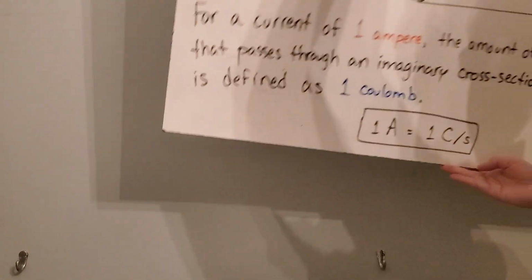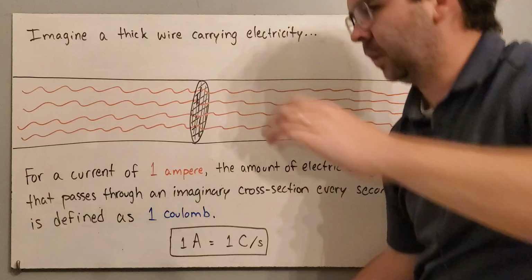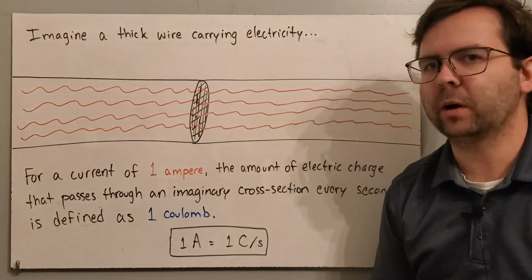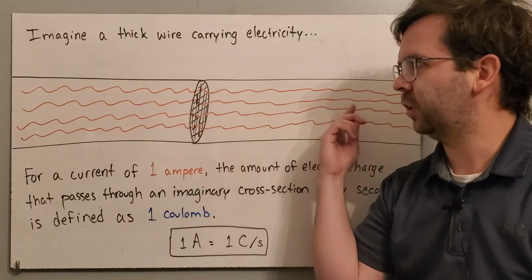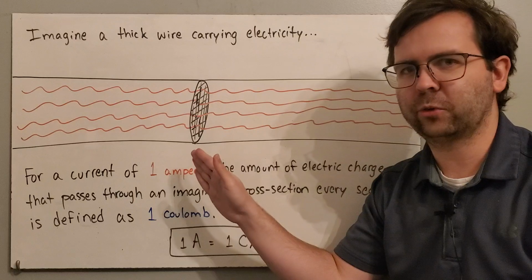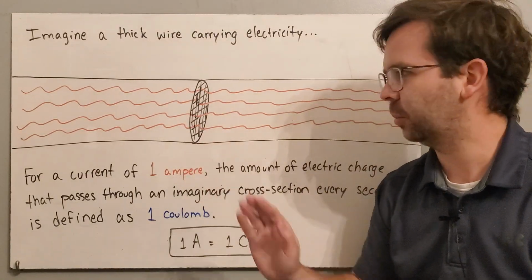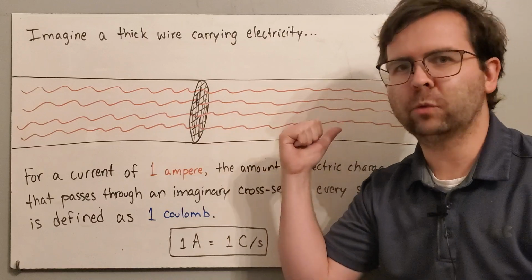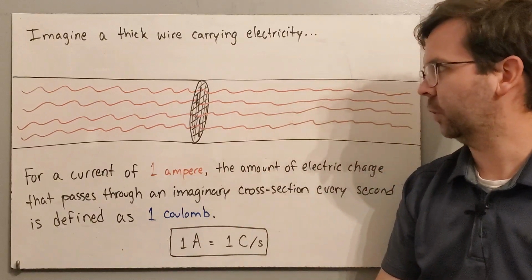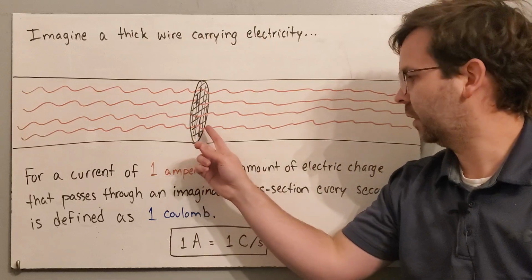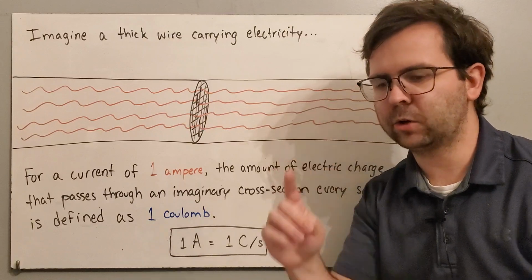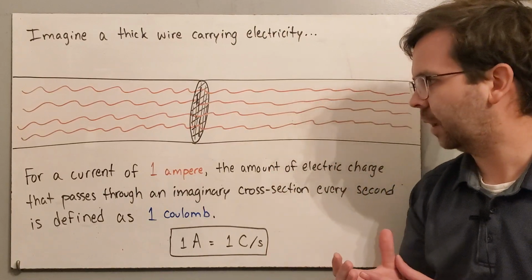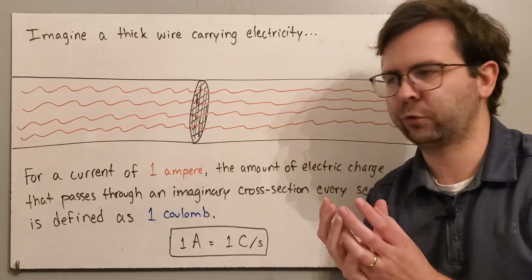And from this unit, we can also derive a measurement of electrical charge. So for this part, imagine you have a thick, cylindrical wire carrying electricity through it, and you take a little cross section or slice of it right here. That's what this is supposed to represent. So if you had a current of 1 ampere, or 1 amp, flowing through, then the amount of electric charge that passes through this cross section in 1 second is going to be called 1 coulomb of charge. That's the amount of electrical charge that passes through there in 1 second.